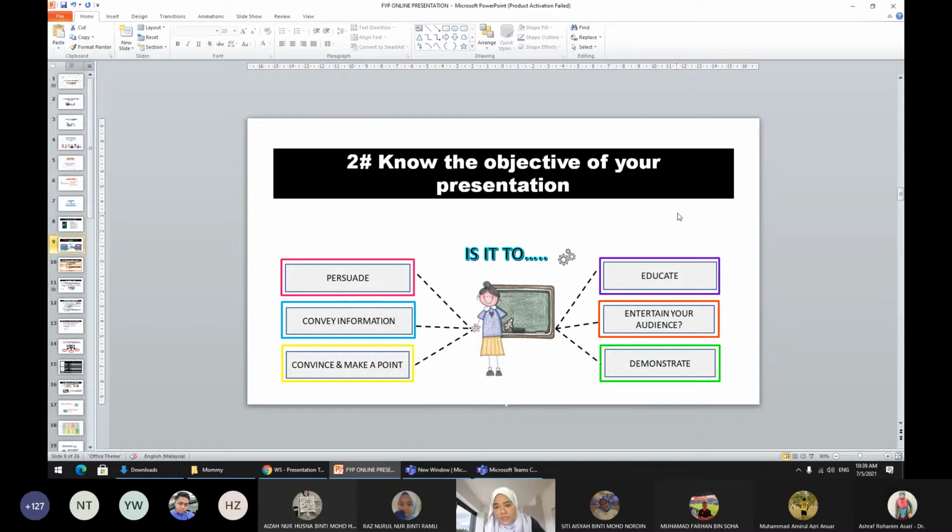So whether your presentation is to persuade, convey information, convince and make a point, educate, entertain your audience, or demonstrate. I would say of all these six objectives here, perhaps yours are convince and make a point, convey information, and demonstrate. Three objectives here. That means not the objective of your research, not the objective of your project, but the objective of your presentation, because after you have identified your objective for the presentation, you are going to prepare the tools and the things that are going to be used during the presentation.